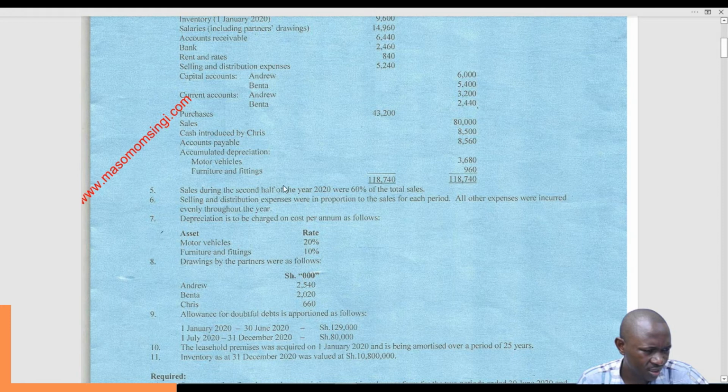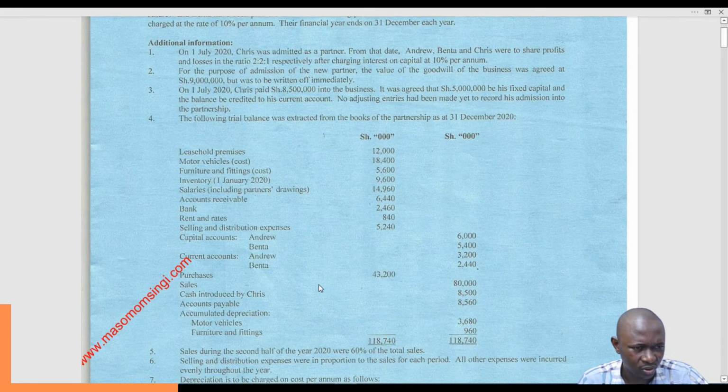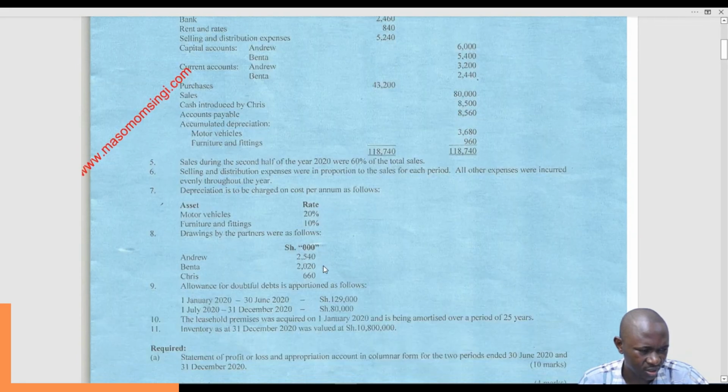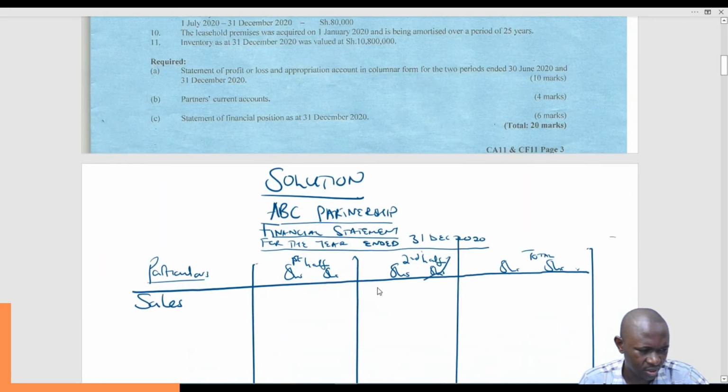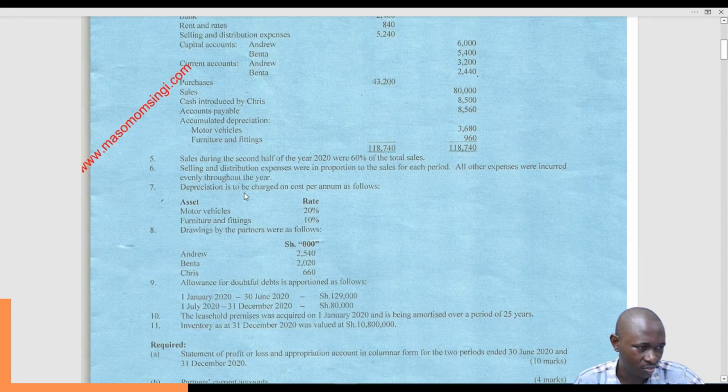So sales during the second half of the year, we've already been given the sales, 80,000. So we'll also do away with the zeros. Do we need to restrict them? Yeah, let's restrict them. It's very important that if you are restricting, you should indicate. So these zeros we are restricting. Second half also, let's restrict the zeros, and the totals also. Okay, so this is in millions. We've already made them in millions.